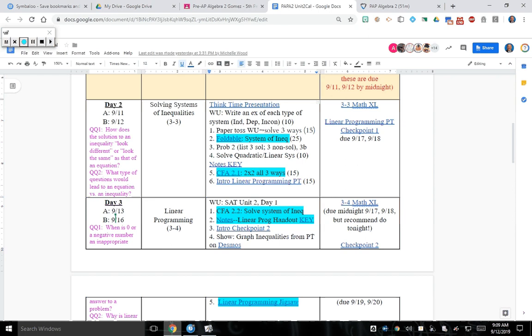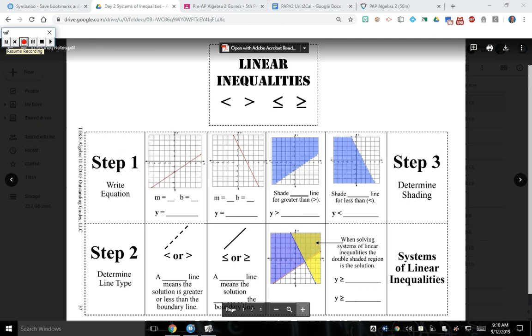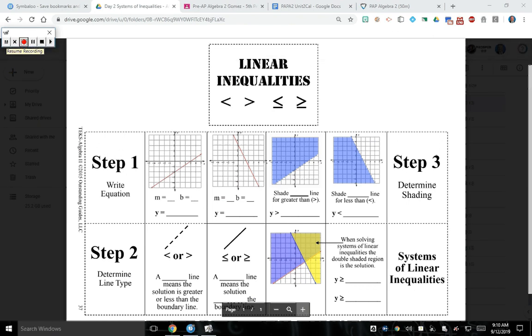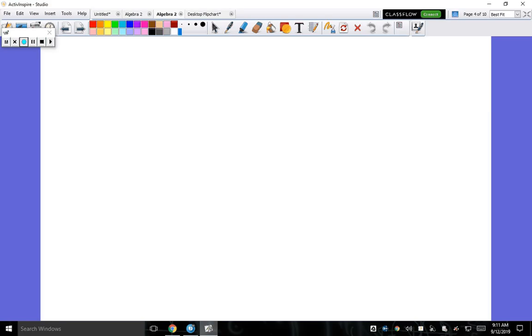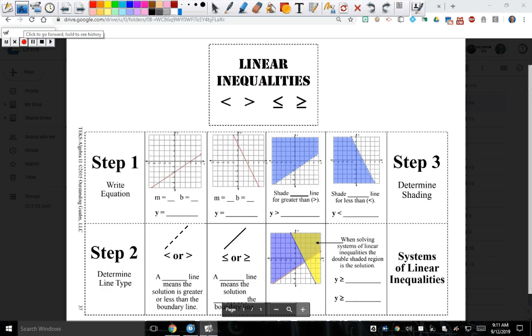Alright, so we just did the warm-up as far as doing the independent, dependent, and inconsistent forms of systems of equations. Okay, so now what I want to do is go to these notes that are dealing with linear programming. Or sorry, not linear programming, inequalities. So go ahead and grab this sheet out right here. Let me pull it up. Okay, so we're looking at linear inequalities. Guys, linear inequalities are just a small extension from what we already know with lines. Okay?